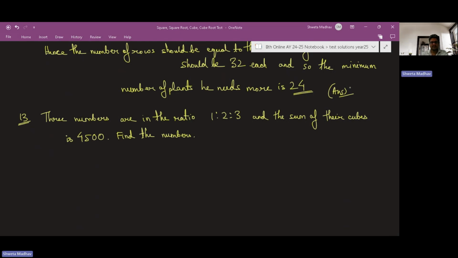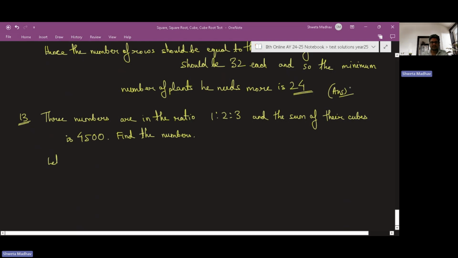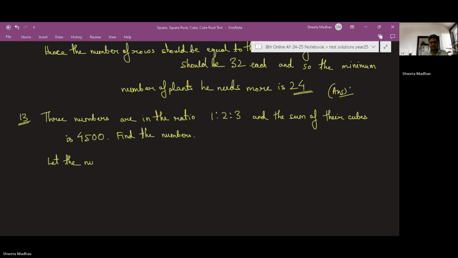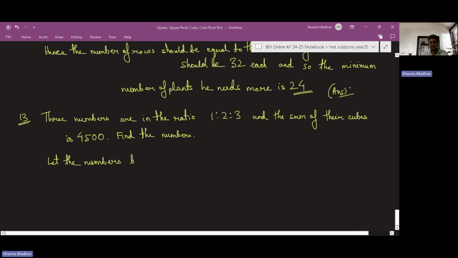So since the ratio of the numbers is 1:2:3, we can say that let the numbers be x, 2x, and 3x respectively.